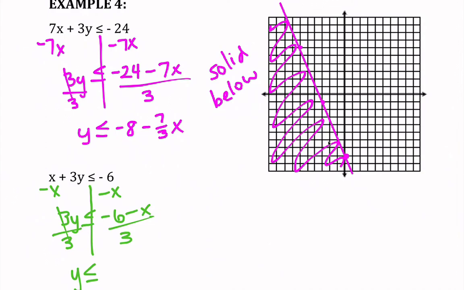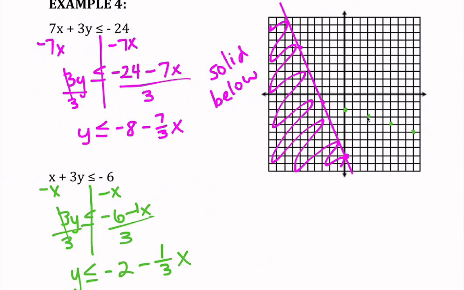Negative 6 divided by 3 is a negative 2. Remember, this is a negative 1, so a negative 1 divided by 3 is a negative 1/3, and my x drops down. So now I can graph this one. My y-intercept is a negative 2. My slope is a negative 1/3, which tells me from here I need to go down 1, right 3. Down 1, right 3, down 1, right 3.